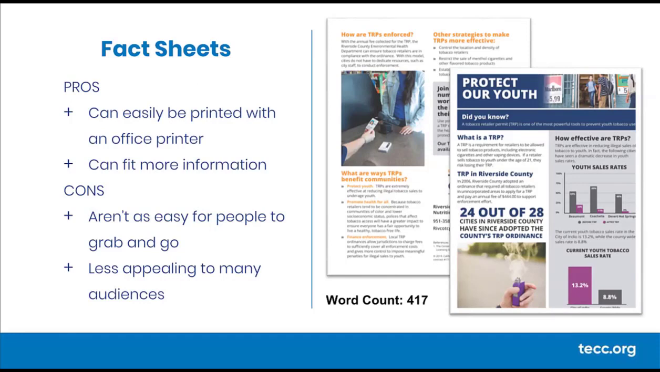So for fact sheets, the pros are that they can be easily printed in an office printer. And again, you can fit a decent amount of information on there. The cons to the fact sheets are they aren't as easy to grab and go for people. If, for example, you're passing out at community events, it might be a little bulky for them. And then they also may be, like I mentioned earlier, less appealing to certain audiences like youth. And then if it has too much information, people may not read the whole thing. They may not get through the whole thing. They may just read the first few sentences and that's it.